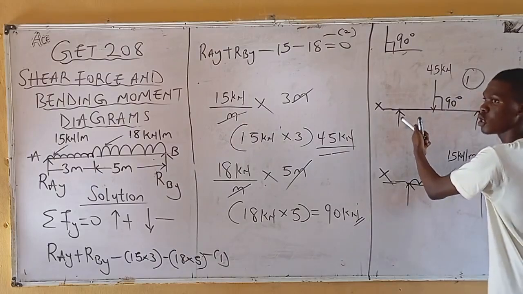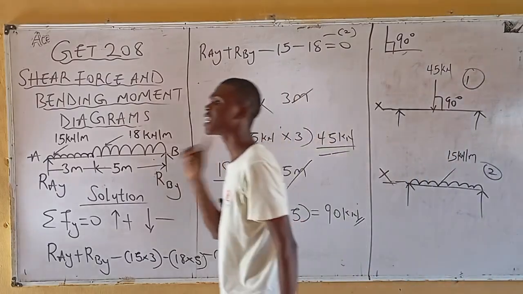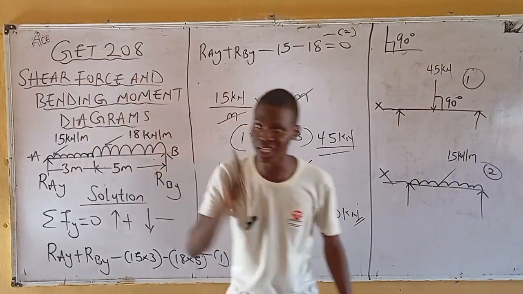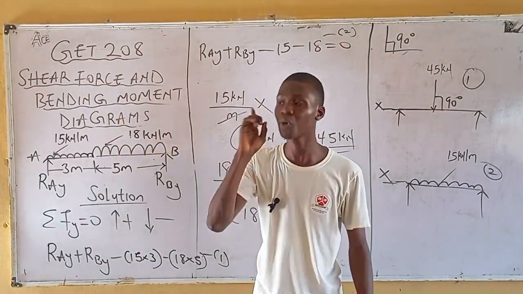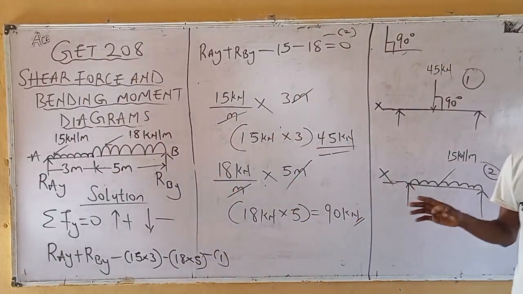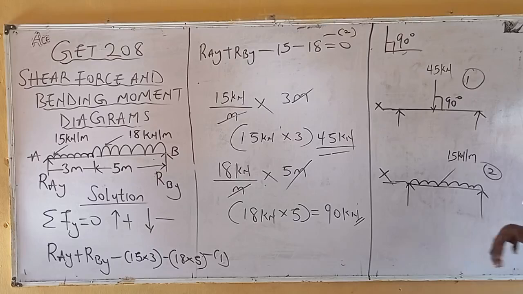45 kilonewton. So in essence, it means that if you are given a load aside from a point load, you must convert. You must convert. Are you getting me? Any question on that? No question.